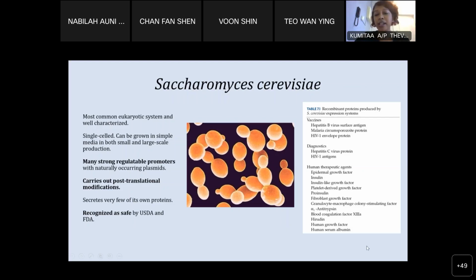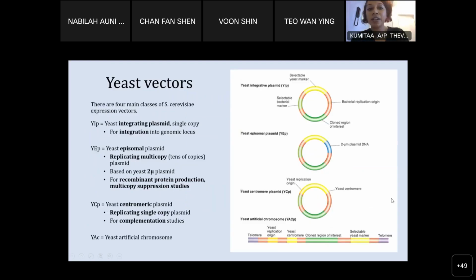All right, so there are lots of different yeast vectors out there. We will be going over primarily three today, but the four main classes start with YIp. The names actually tell you what the function is. YIp stands for yeast integrating plasmid, and it's an integrating plasmid because it helps with integration into the genomic locus. You can see the image here on the right. There's also YEp, which is yeast episomal plasmid.